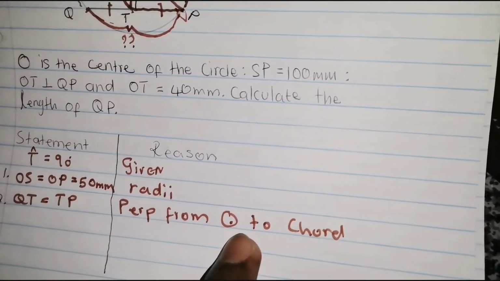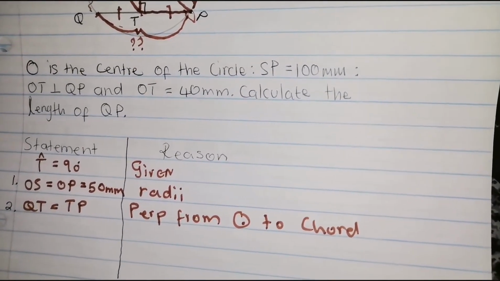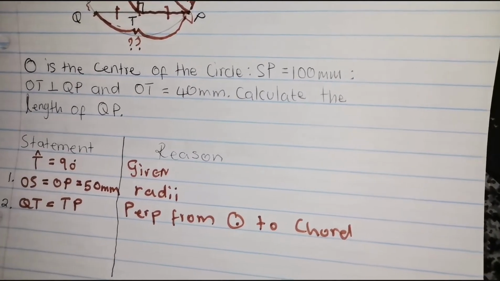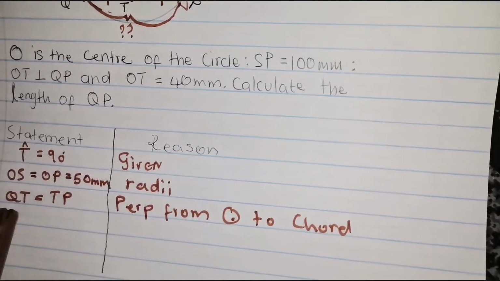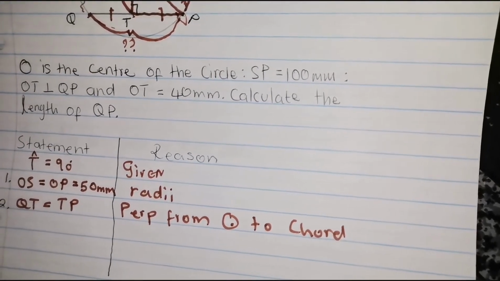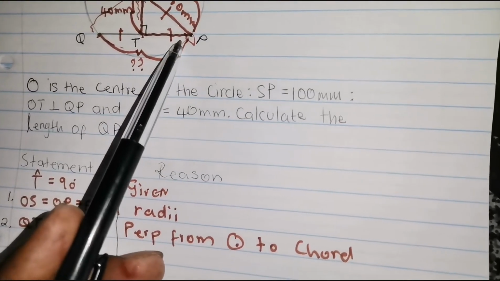Perpendicular line from center to chord. Guys, you can just write it in full, it's not a problem. I hope you understand where we come from in terms of explaining the concept of QT being equal to TP. Then therefore we are able to find the value or the length of TP and add.